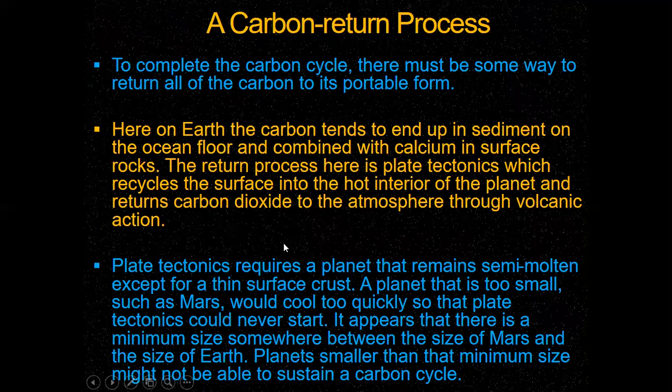So, the carbon return process. In order to complete the carbon cycle, there must be some way to return all of the carbon to its portable form. Here on Earth, the carbon tends to end up in sediment on the ocean floor and combines with calcium in surface rocks. So the return process here is plate tectonics, which recycles the surface into the hot interior of the planet and returns carbon dioxide to the atmosphere through volcanic action.